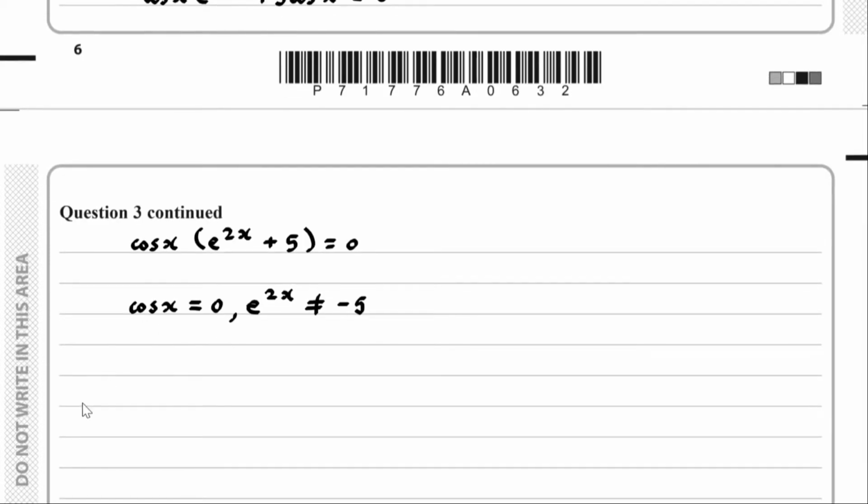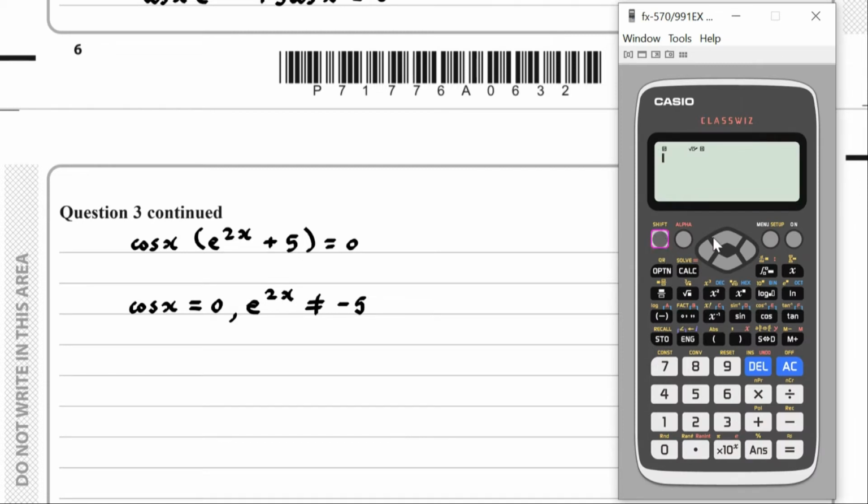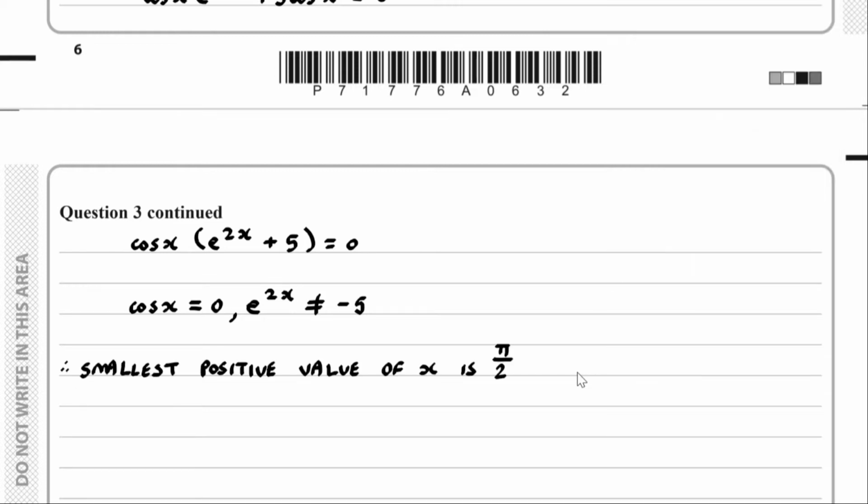So we are solving cos x equals 0. And if I work out the inverse cosine of 0, I get pi over 2. So that is the smallest positive value of x. And so the smallest positive value of x is pi over 2.